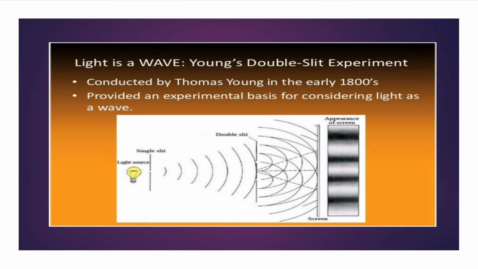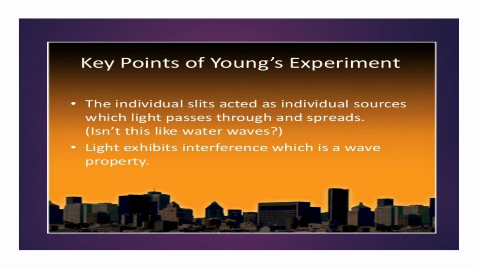It was conducted by Thomas Young in the early 1800s and provided an experimental basis for considering light as a wave. In Young's double slit experiment, the individual slits acted as individual sources through which light passes and spreads. Light exhibits interference, which is a wave property.